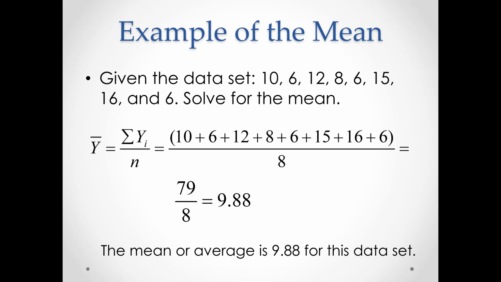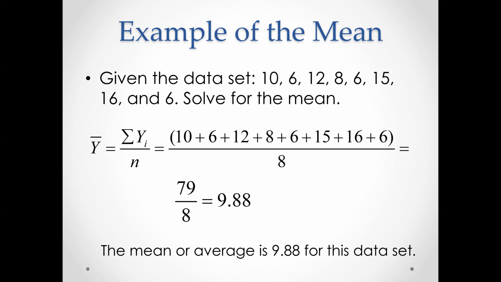So if we take all the numbers in our data set and we add them together, we get a value of 79. And then we divide that by 8 and we get 9.88. So if you notice, I rounded to 2 decimal places. And that's what I'm going to ask you to do as well for this class, is to round to 2 decimal places. So in this example, the mean or the average is 9.88 for the data set. So that's the mean or the average.